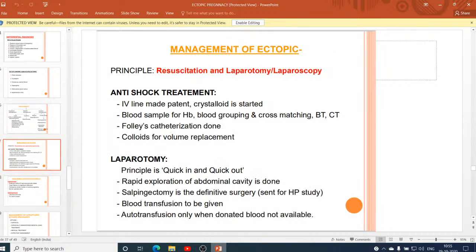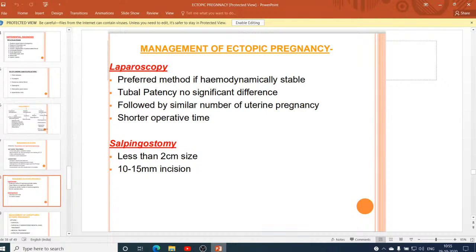That was laparotomy, that means open surgery. Laparoscopy is by laparoscope, with no significant difference in tubal patency, followed by a similar number of uterine pregnancies, and short operative time. Okay, so what are the advantages of laparoscopy? Tubal patency will be there, followed by a similar number of uterine pregnancies, short operative time.